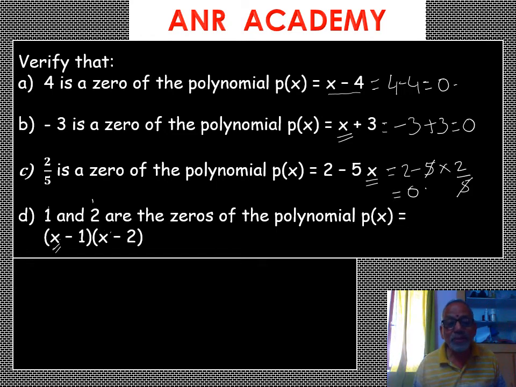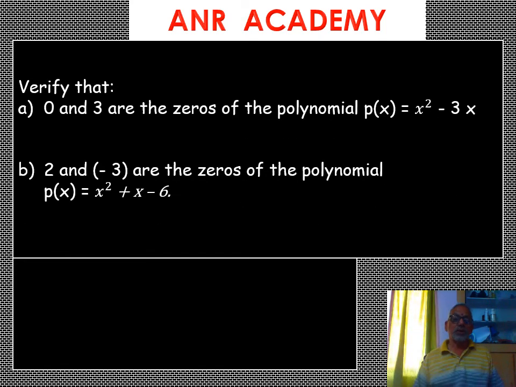In the same way, if you take x is equal to 2 here, if you replace this x by 2, then what happens? This factor, x minus 2, becomes 0. 0 into anything is 0. So the complete product becomes 0. So that is the thing. 1 and 2 are the zeros of the polynomial p of x is equal to x minus 1 into x minus 2. So now let us do the next one.